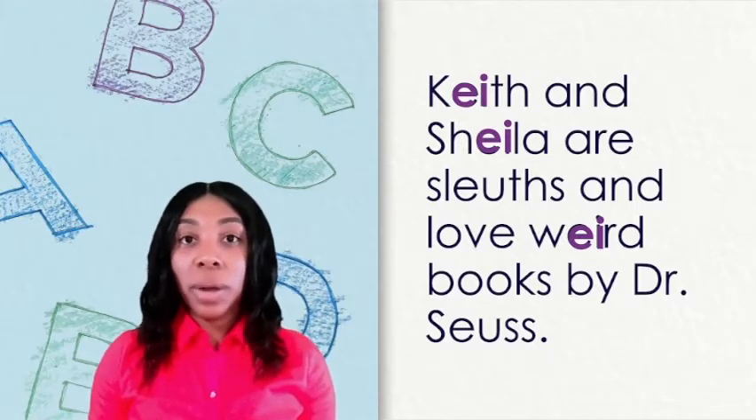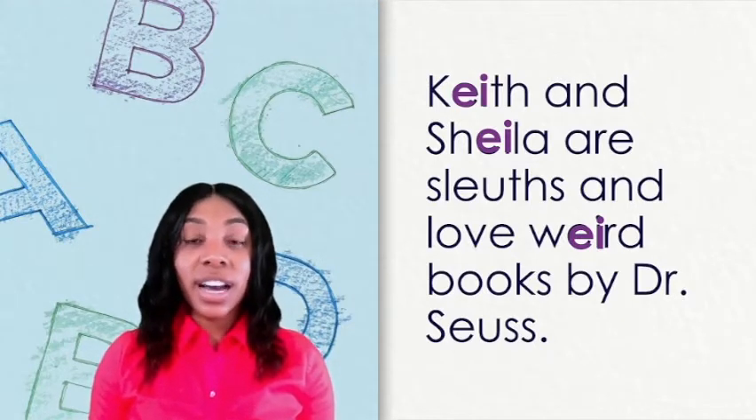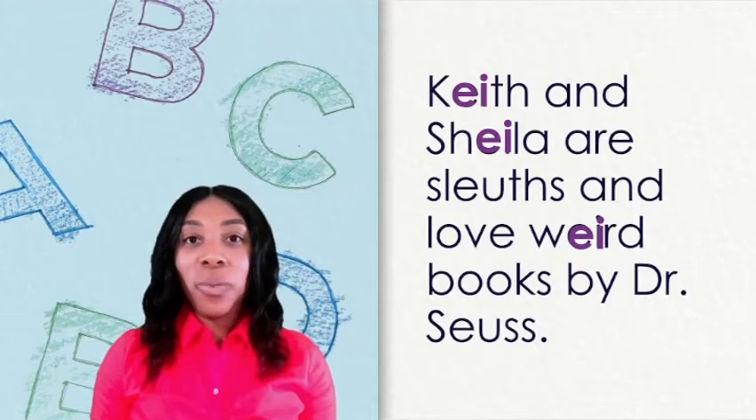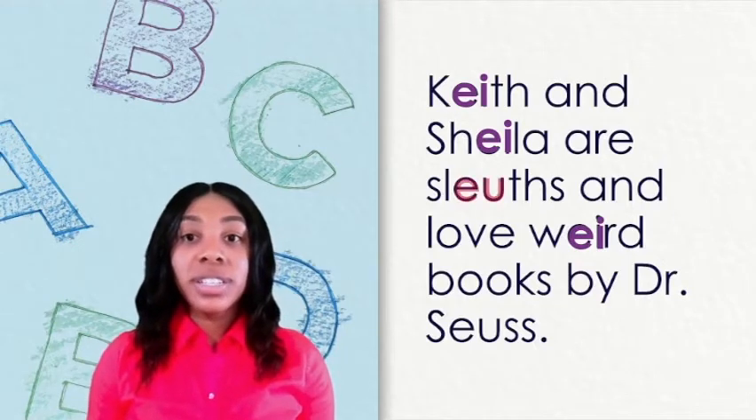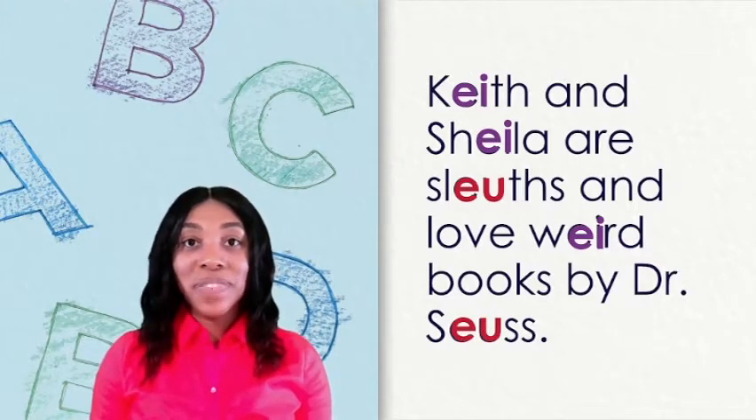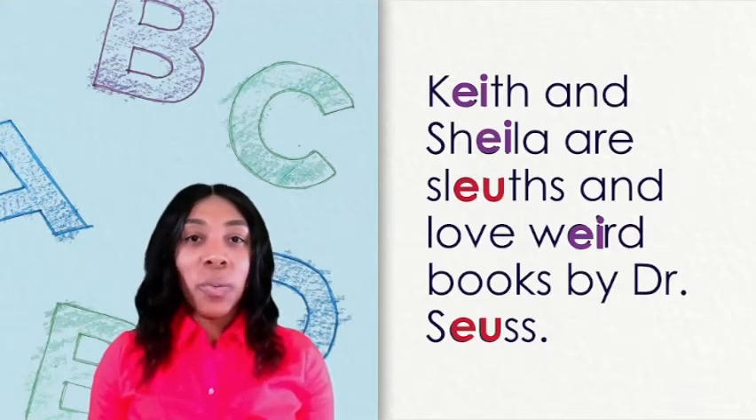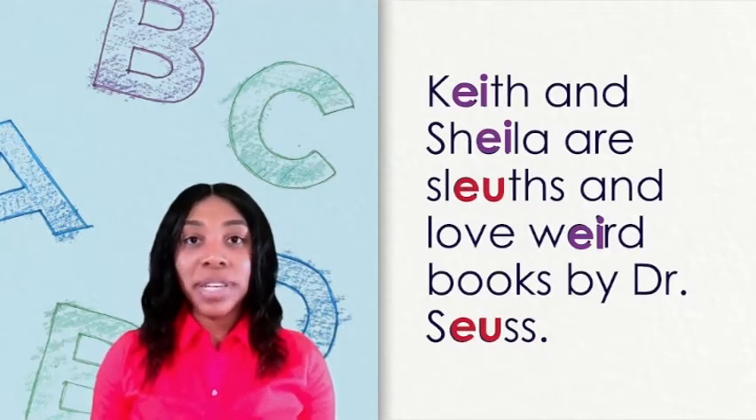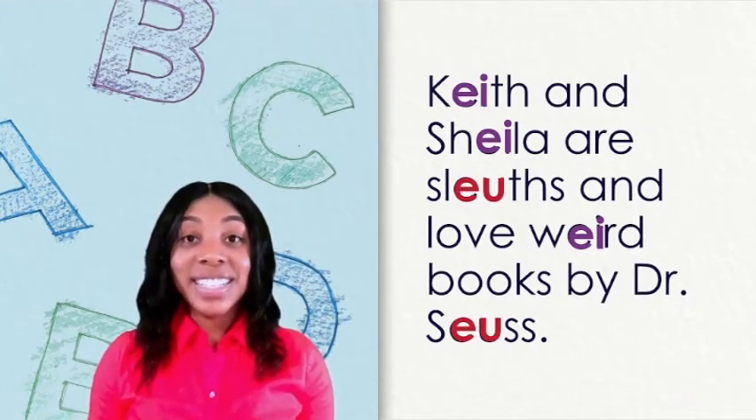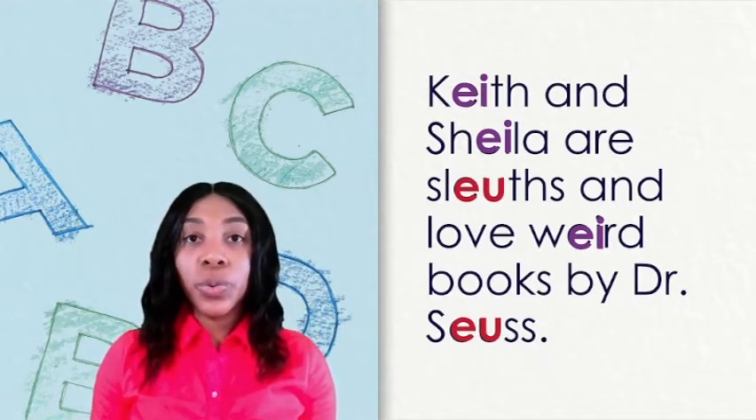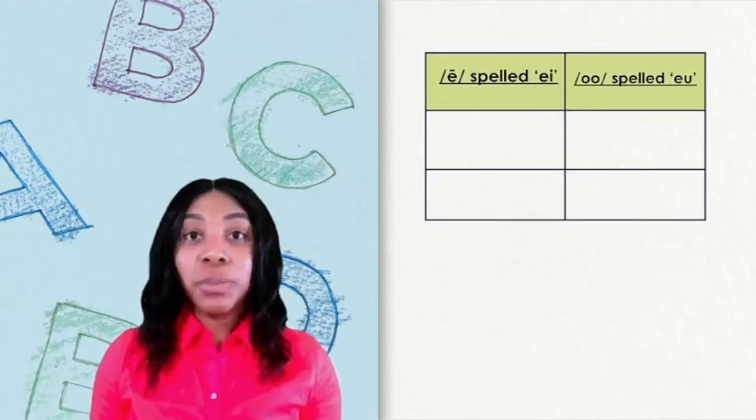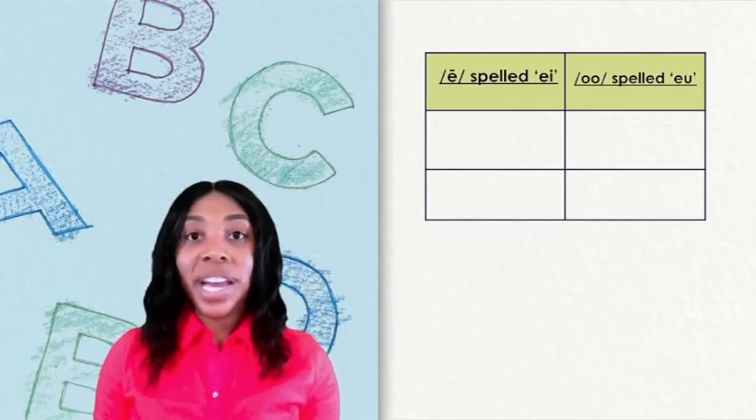Let me read the sentence one more time. Keith and Sheila are sleuths and love weird books by Dr. Seuss. What sound did you hear in the word sleuths and Seuss? We heard the OO sound. What letters does each word have in common? Each word has the letters EU, which makes the sound OO. EU is also a vowel team. Let's look at a few more words with the spelling patterns EU and EI.